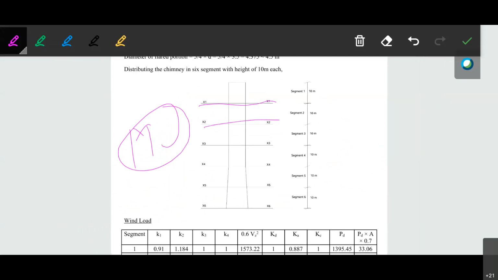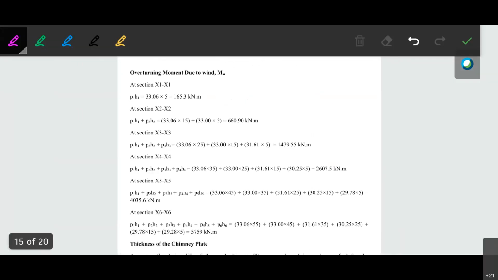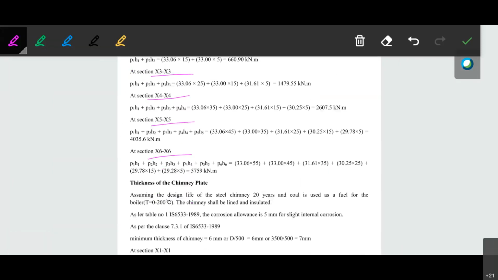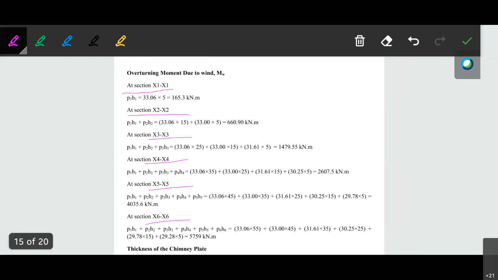Okay, so mw is needed for the thickness calculation, so we have to consider mw for the east section. That particular value we have found out for each section. Okay, the movement at the section x1, x2, x3, x4, x5 and x6. At each place we have calculated the total overturning movement due to the wind by multiplying the load we have calculated by the distance of that particular load from the point where we are taking the movement. Okay, so once we have calculated the value of the overturning movement, that is the value of the mw, next we'll be calculating the thickness of the plate.